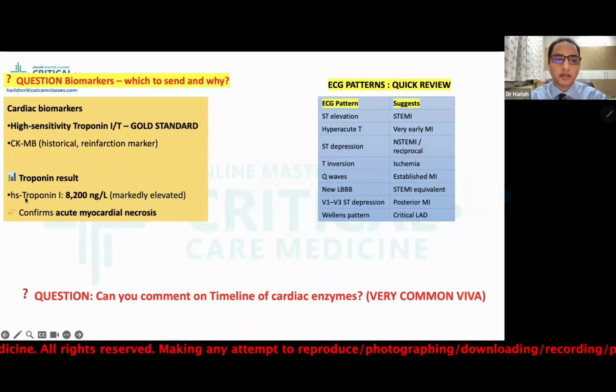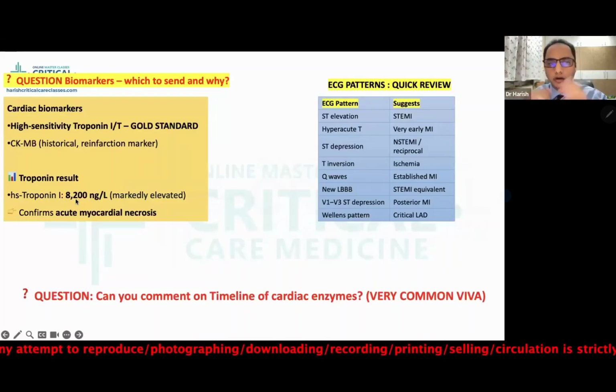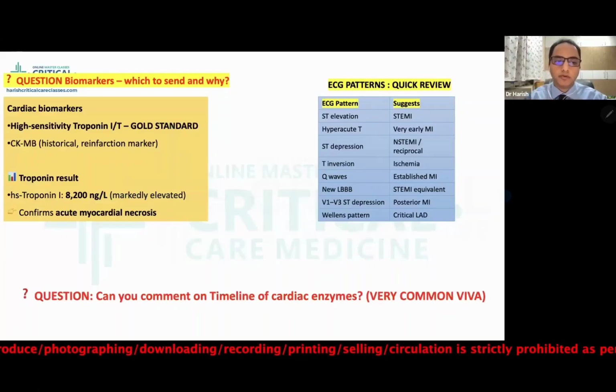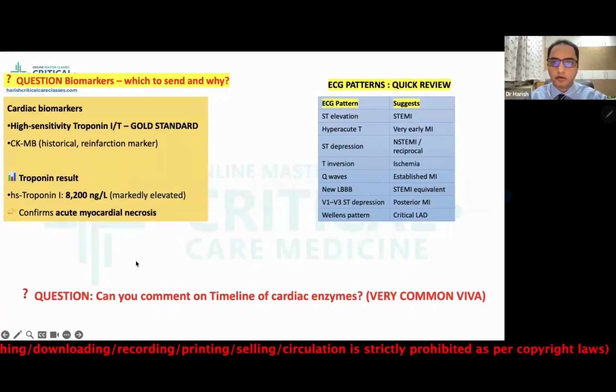So we got a high sensitivity troponin I of 8200. It is markedly elevated, it comes acute, and it confirms the acute myocardial infarction.